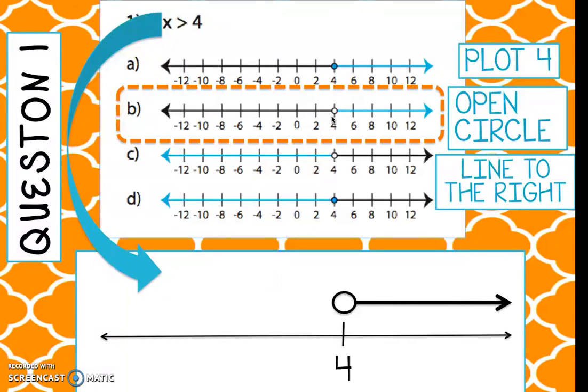Now, this is what I want you to do for every single question for your homework. You need to draw the graph on your paper and then select the graph in the answer choices that matches what you have on your paper. All right, good luck.